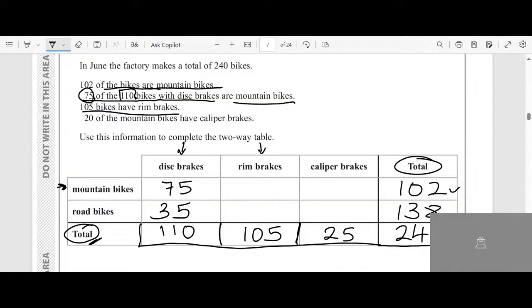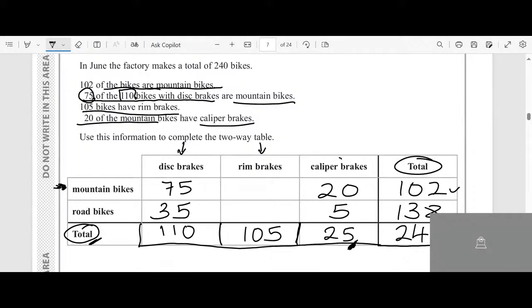Then the next part, you're told that 20 of the mountain bikes have a caliper brake. Now we are talking about the mountain bikes, 20 of them. But you can also see that there's a blank here. The total for the calipers is supposed to be 25, but already 20 has taken place. So what is left? Just 5.